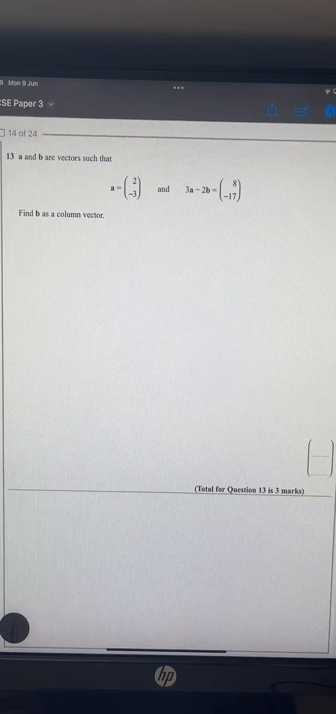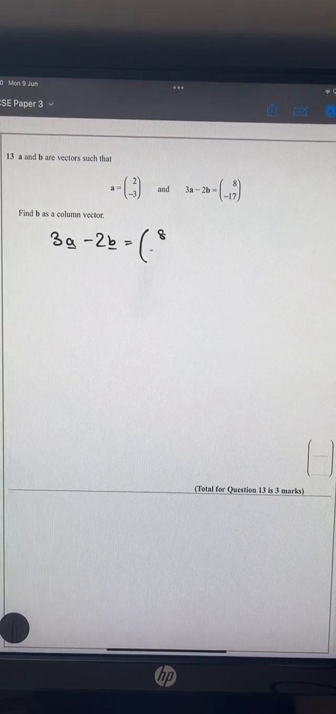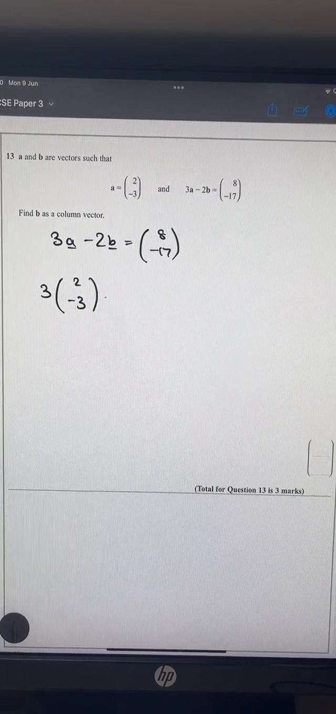With this, it's just an algebraic equation, but you've got like 2 equations, one on top of the other, yeah? So if I've got 3a minus 2b equals 8 minus 17, I'm just going to sub in my vectors, yeah? So 3 lots of a, which is 2 minus 3, minus 2 lots of b. Well, I need to find b, right?